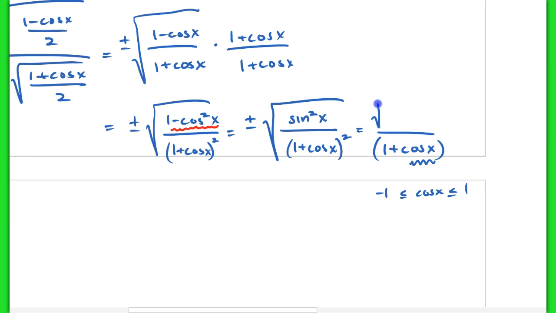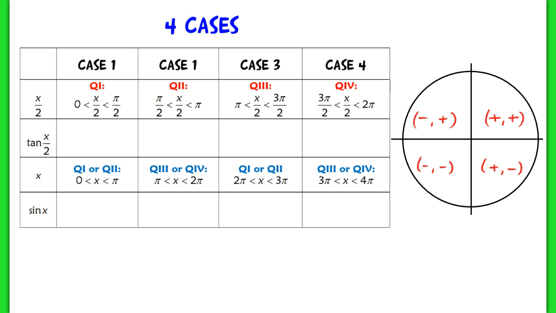Now in the numerator, we still have positive or negative sine squared x. Now, this is where we have some very crazy cases going on, so I need to explain this a little bit further in depth. All right, so we've got 4 unique cases that we need to look at. We're going to look at the values of x over 2 and x.